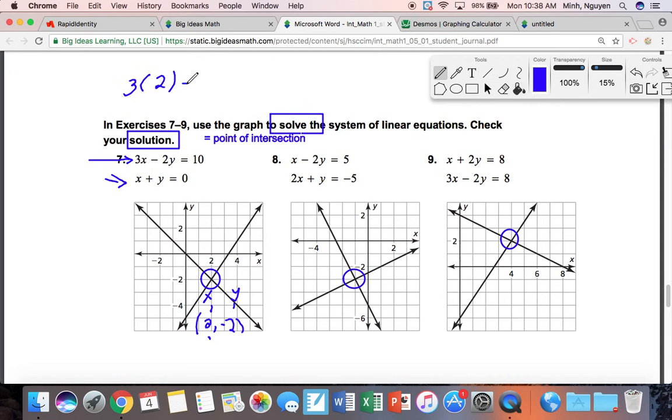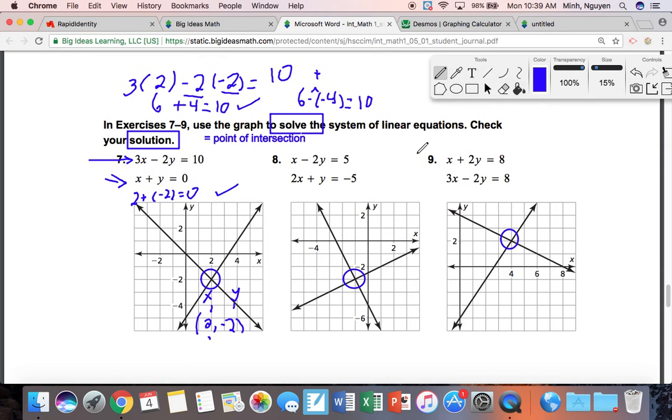3 times 2 minus 2 times negative 2 equals 10. So I have 6. You could say 2 times negative 2 is negative 4, so I would subtract negative 4. Or you could say negative 2 times negative 2 is positive 4. Either way makes sense. Or you could say 6 minus negative 4 equals 10. It's entirely up to you. 6 plus 4 is 10, so that's right. 2 plus negative 2 is equal to 0, and 2 minus 2 is 0, so we're good.